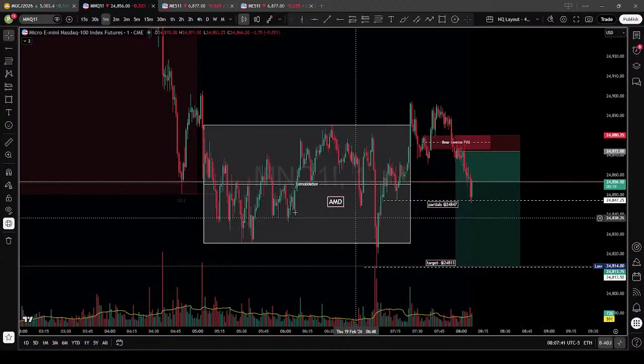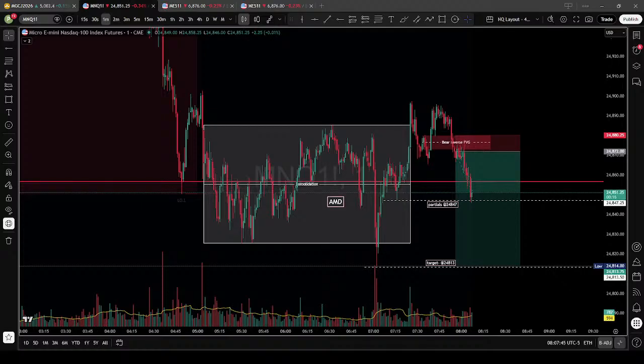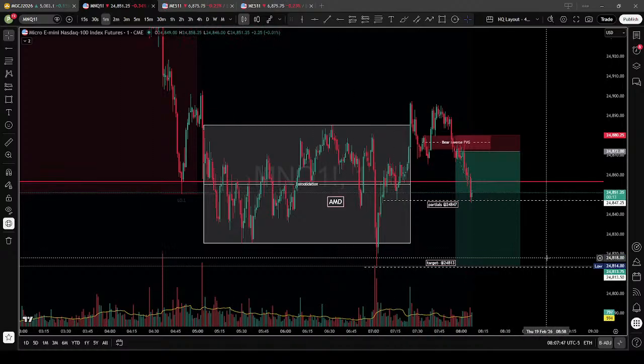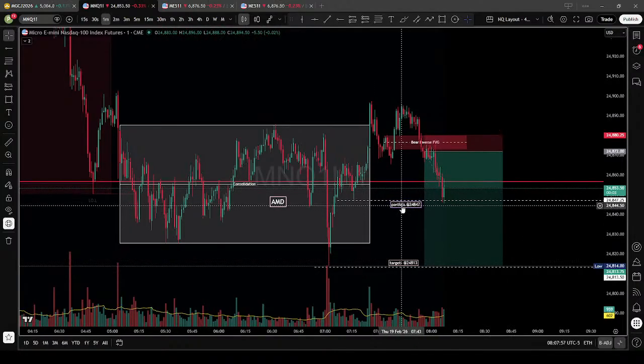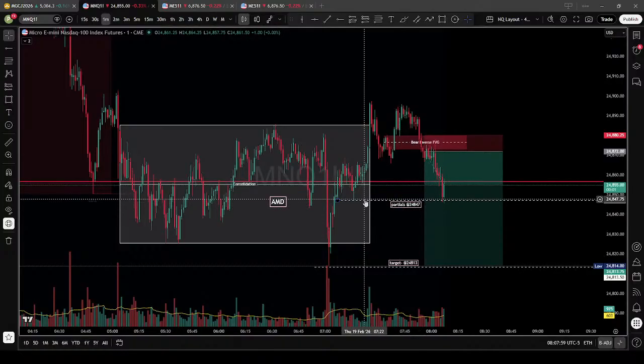No more loss. Stop loss is at break even. We're not taking a loss in this trade now. If price wants to continue, it can continue downside. We'll just wait for the price to do its thing. We have taken 50% here at the first target.